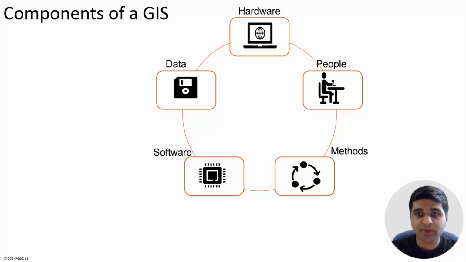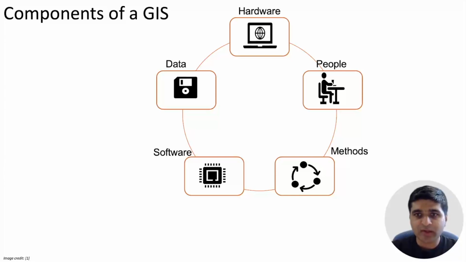This includes spatial data showing where things are, like rivers, roads, and non-spatial data describing what they are, like their name, size, type, and so on. The fourth part is people, because technology alone has no purpose unless skilled users apply it.